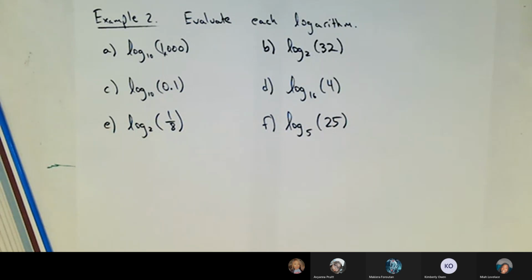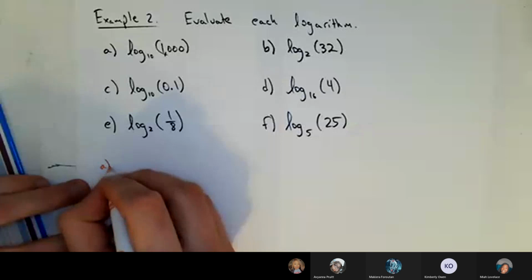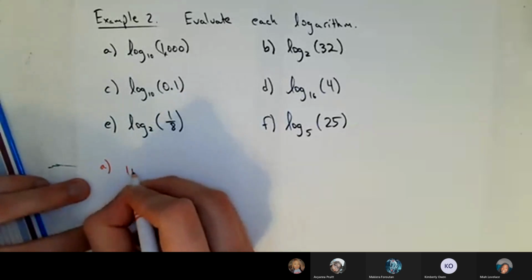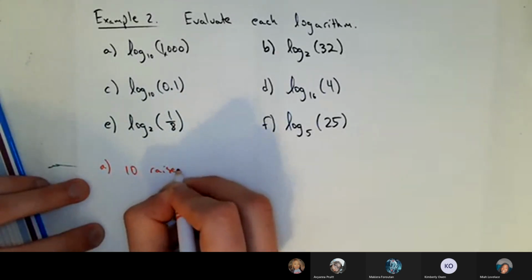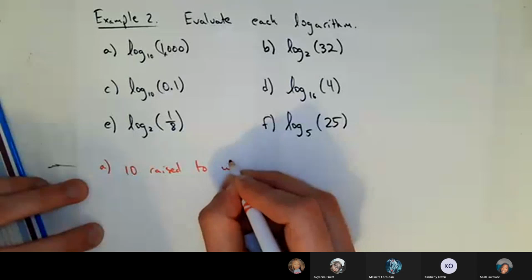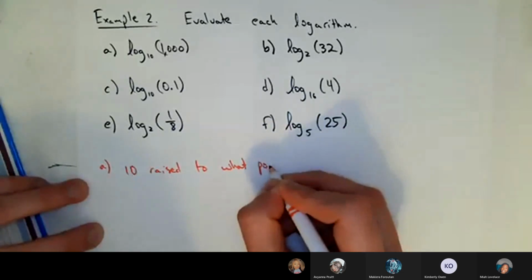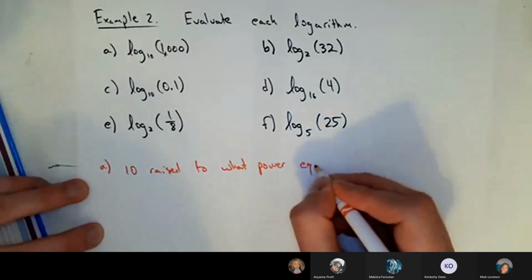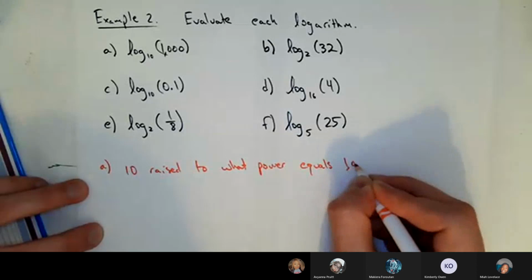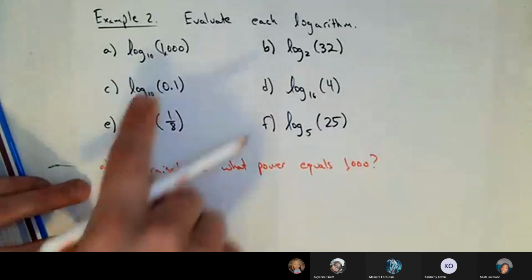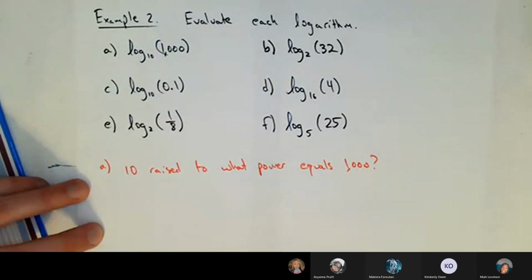So if I ask you to evaluate log base 10 of 1000, you should ask the question, 10 raised to what power equals 1000? That's the question you're trying to answer. That's the question this log asks.